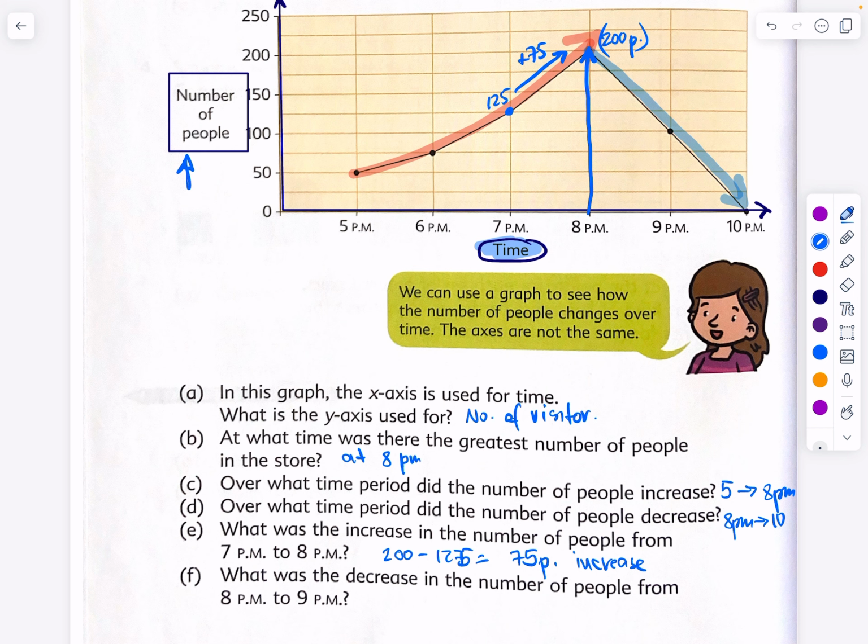What was the decrease in the number of people from 8 to 9 p.m.? Notice the decrease, right? Again, these graphs are so good for us to see the sharp drops. Here we go. We went from 200 people at 8 o'clock down to 100 visitors. So it was minus 100 people, or we say the attendance dropped by 100 visitors.